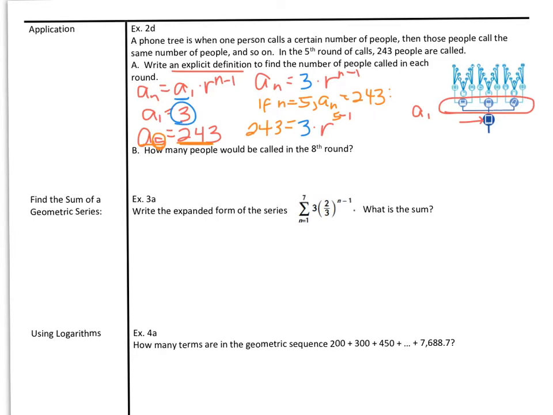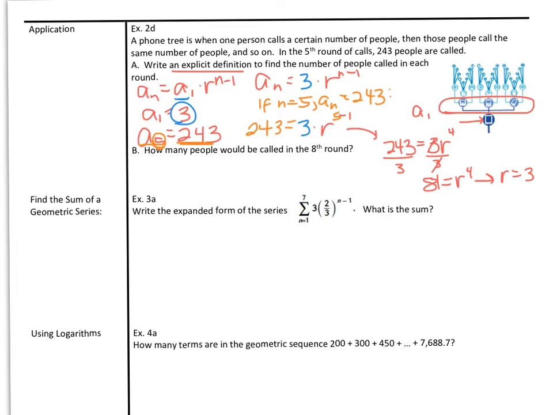Now we need to solve for r. I'm going to have to run over into the space on the right a little bit. If we have 243 on the left, equals 3 times r to the 5 minus 1, fourth power. Now let's just solve for r. If I divide both sides by 3, 243 divided by 3 is 81, equals r to the fourth power. Using your power chart or typing in 81 to the 1/4 power, this means r also equals 3. That means each person is calling 3 more people. And you could maybe even see that within that pattern on the right.